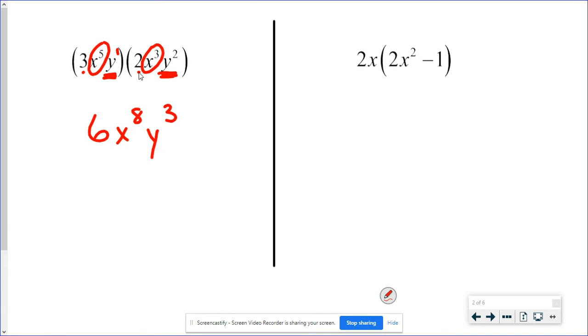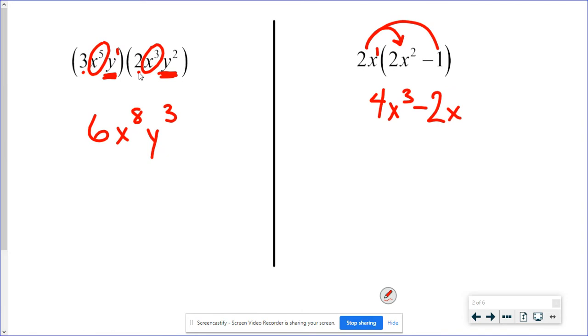The second example is a distribution. So the 2x is going to be multiplied first times the 2x squared. So the 2 times 2, the coefficients, give me 4. And then x squared times the x that's out here, x to the first, gives me x to the third. We've got our subtraction. And then 2x times 1 is just 2x.